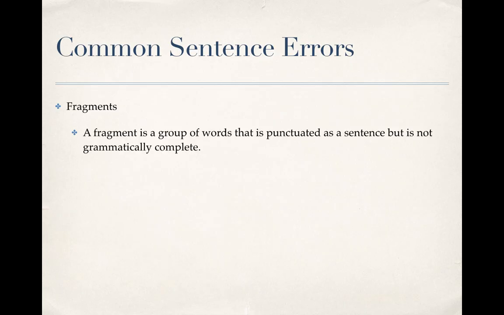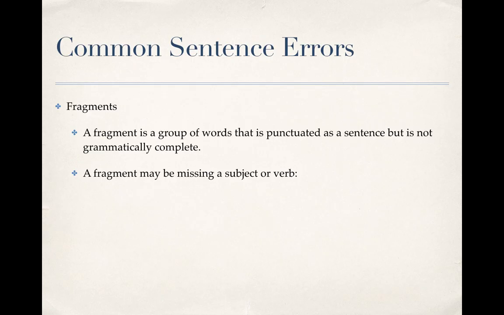A fragment is a group of words that is punctuated as a sentence, but is not grammatically complete. We've talked about sentence structures, and what makes a sentence complete is that it contains a subject and a verb, that it can stand alone as an independent clause. So a few ways that you can create a fragment, just so you understand the science behind why we call it a fragment. First of all, if a group of words is missing a subject or a verb, then it cannot be a complete sentence because those are pretty integral elements.